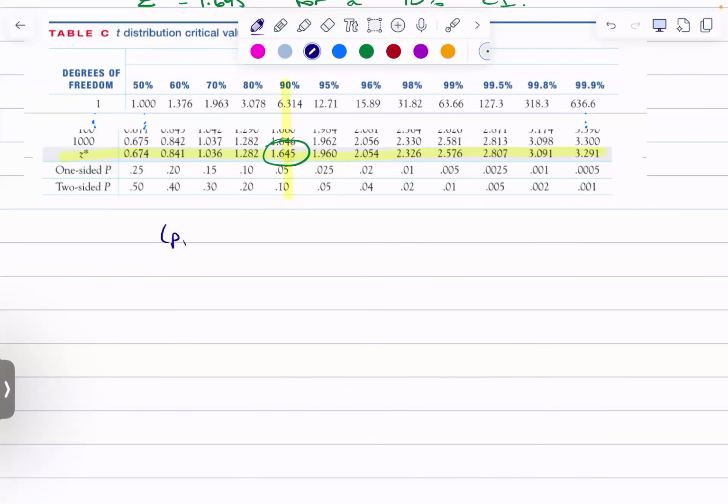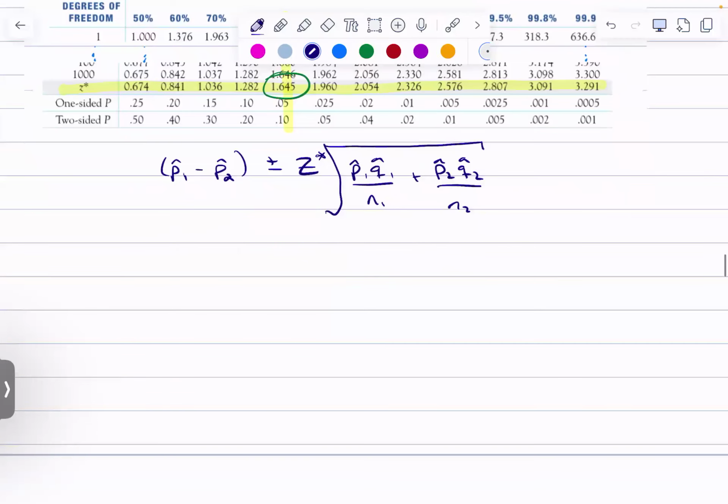So we want P1 hat minus P2 hat. I'm going to write it out generically first. Plus minus Z star times the square root of P1 hat Q1 hat over N1 plus P2 hat Q2 hat over N2. Or if we use question specific subscripts, I'm using PD hat as my group 1. Minus PG hat.